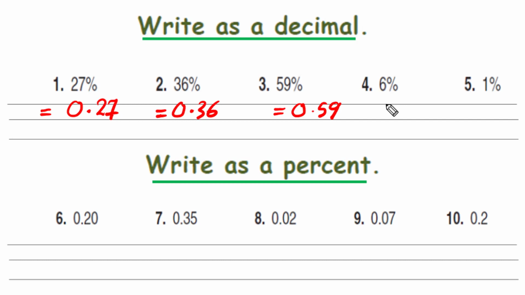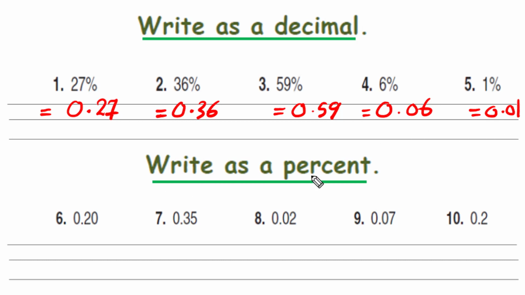6 divided by 100, insert the decimal point after 2 digits from the right, so you have to insert a 0. We get 0.06. Finally, by the same way, we get 0.01 as a decimal form.